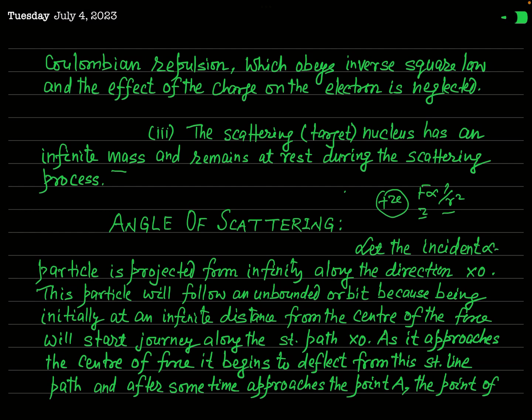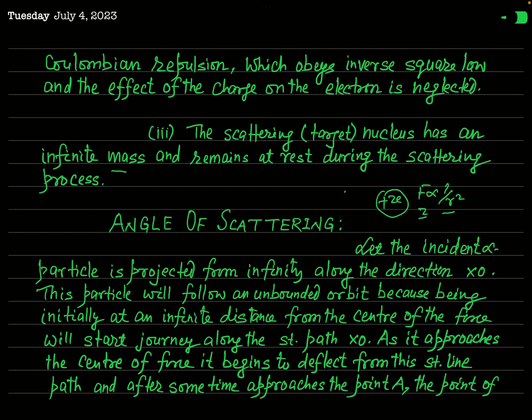Only the motion of the alpha particle is affected. The nucleus remains always at rest. During the whole process, the nucleus is never in motion. It is always static. So these are the three basic assumptions on which Rutherford alpha scattering theory was developed. I think we have clearly understood the assumptions on the basis of which this theory is developed.